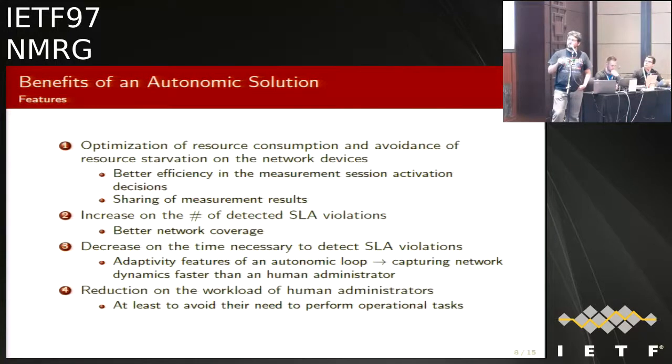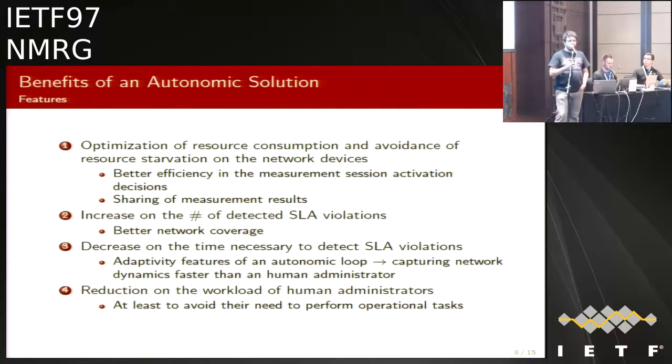After that, we also expect an increase in the number of detected SLA violations. This means a better network coverage, both in terms of the locations in the network and also in terms of timing coverage. So you can have different flows measured considering different timing in the network.